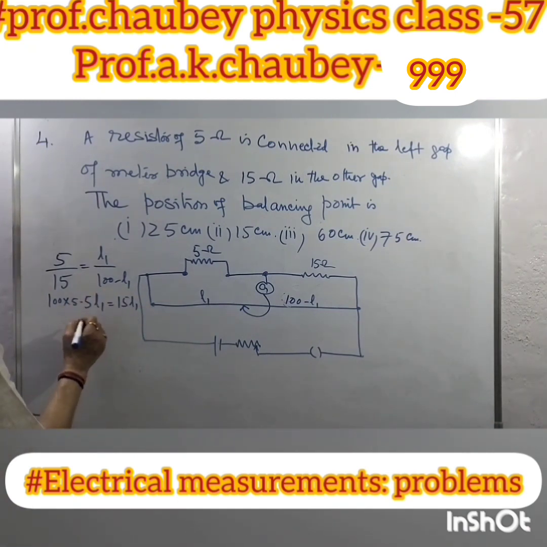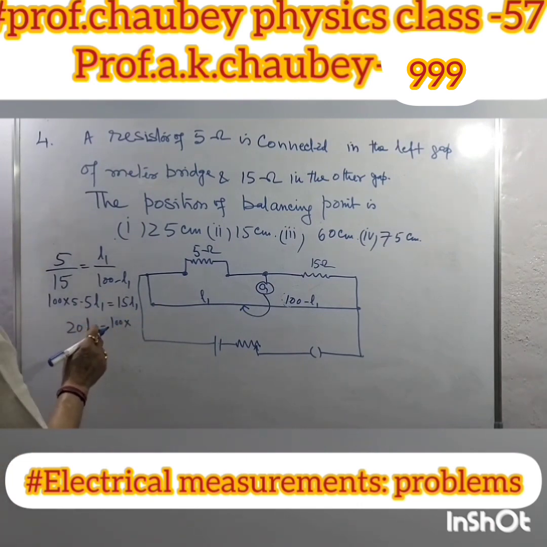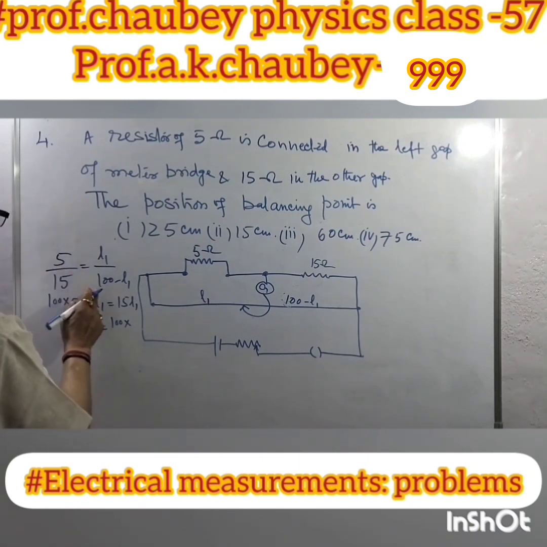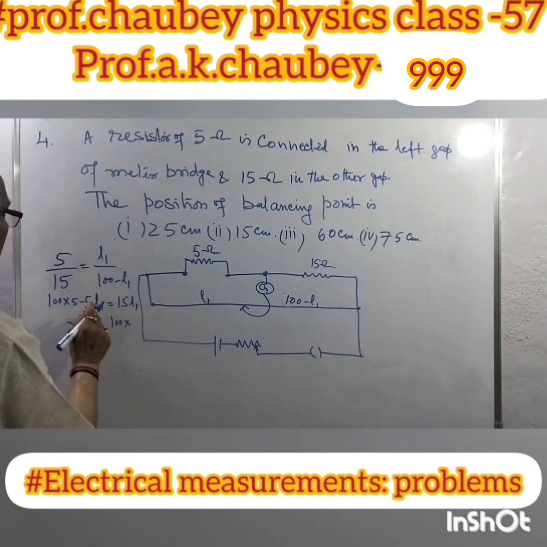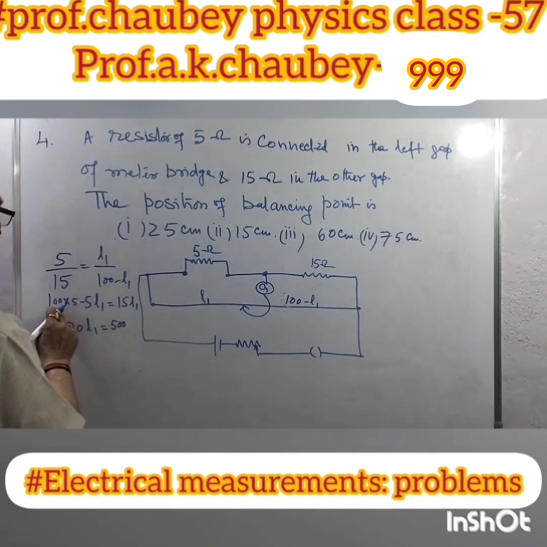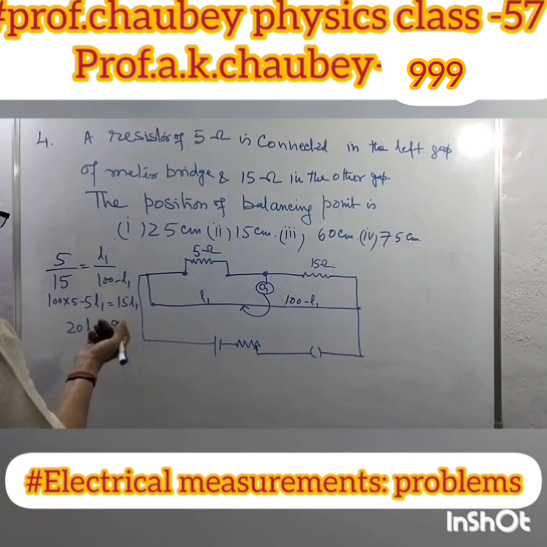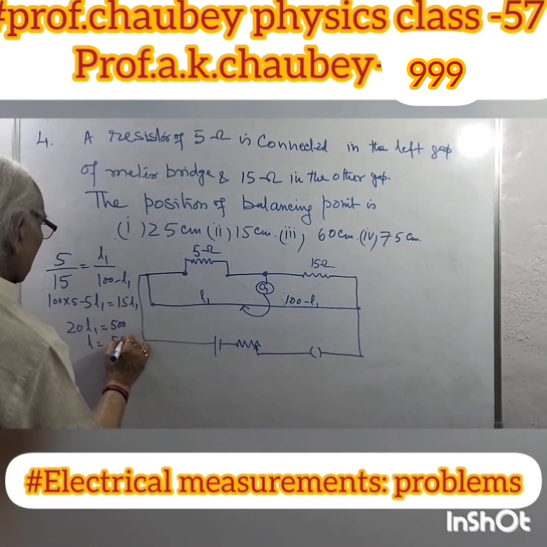Now you have L1 same size. So 20 L1 is equal to 5 into 100, minus 5 L1. So this 5 L1 goes this side, so 20 L1, and this is now 500. Yes, 20 L1 is 5 into 100. Find out. So L1 is equal to 500 upon 20.